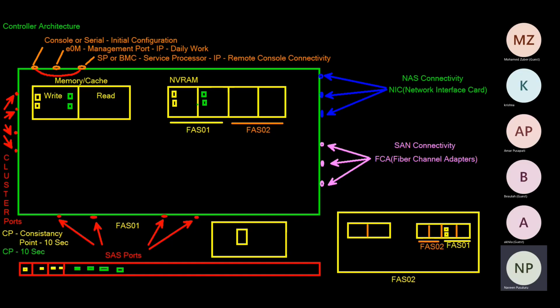But when it comes to NVRAM, we have two parts, right? One part will commit data to the disk, and the other part will take the data from the client. Like that, they exchange roles whenever the consistency point triggers. They'll keep on doing that. This is how it will work. Any questions so far, or do you want me to repeat it one more time?